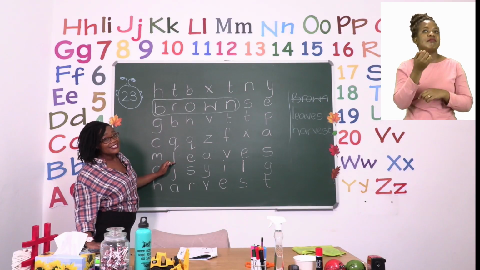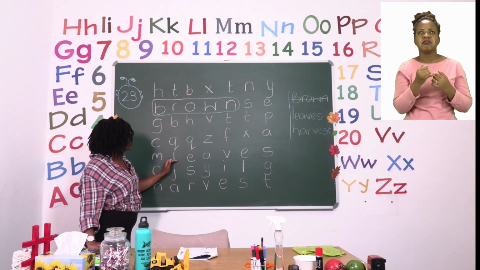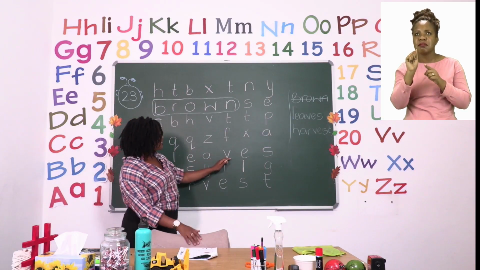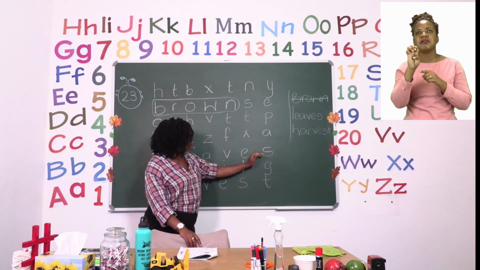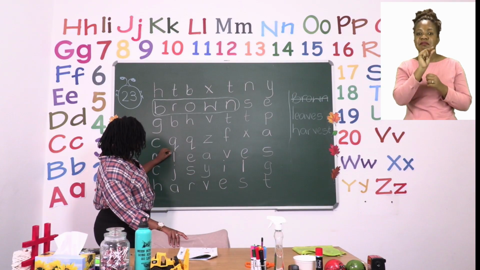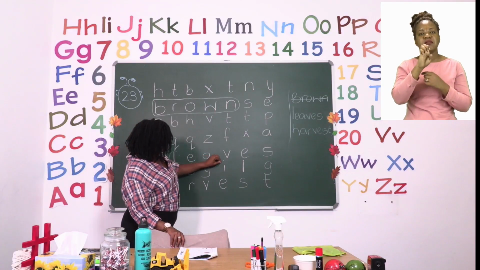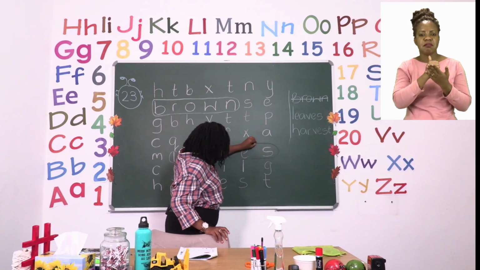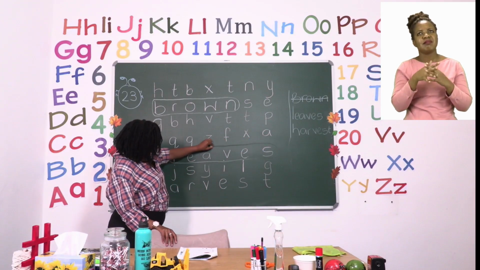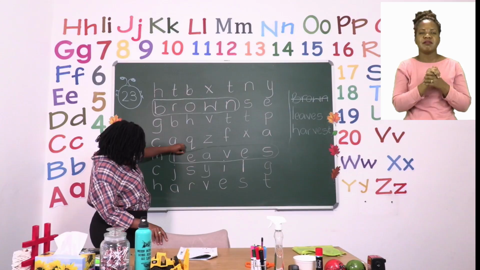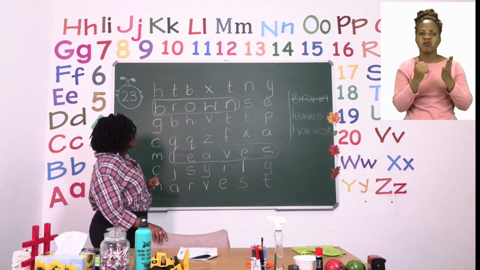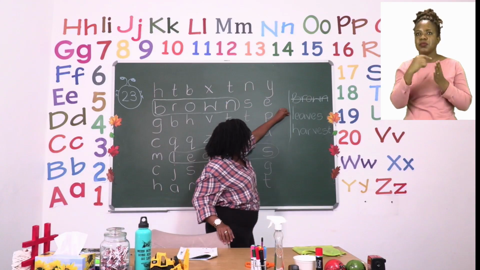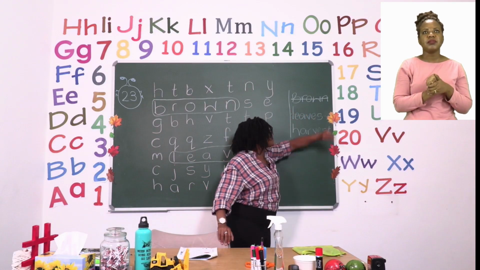Now the next word I need to find is an E, which is just next to it. And then I can see an A, a V, an E, and an S. So we have found our word leaves. Remember to circle neatly. Do not rush and take your time. And then make sure that it is clear when you're circling. Now, we're done with the word leaves. We need to cross it out.